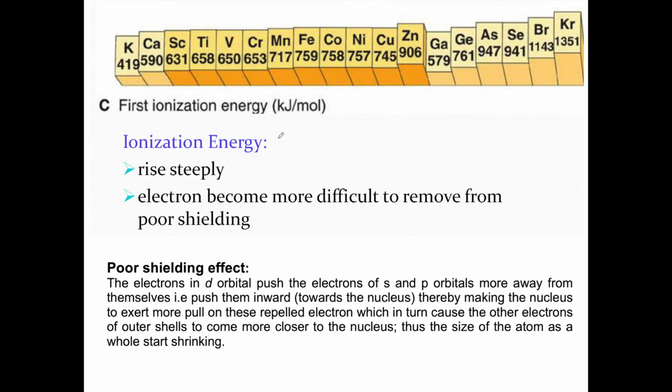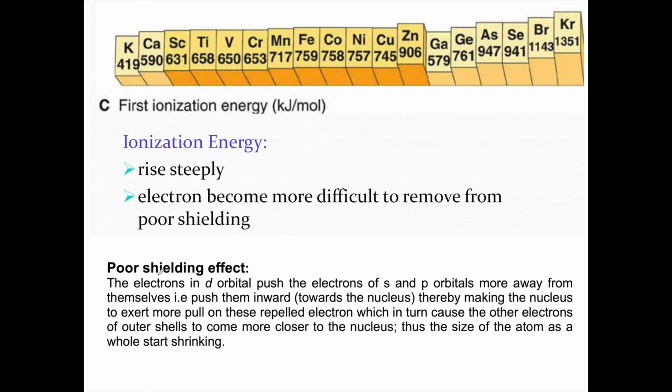Then other than atomic radius, other than electronegativity, we go to the ionization energy. So what happened to this ionization energy across the period? It will rise steeply from left to right, and the electron will become more difficult to remove because of the poor shielding, as I have described in screening effect or shielding effect. So this is the description of the poor shielding effect. What do you understand about shield? Shield is actually to protect, or to halang.